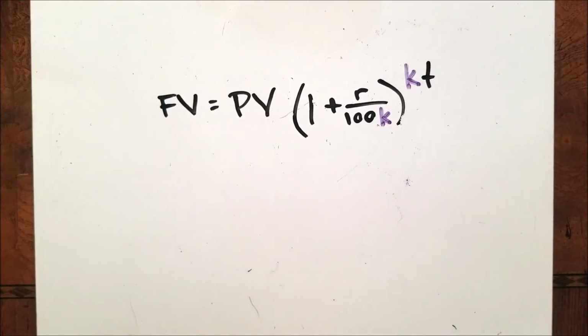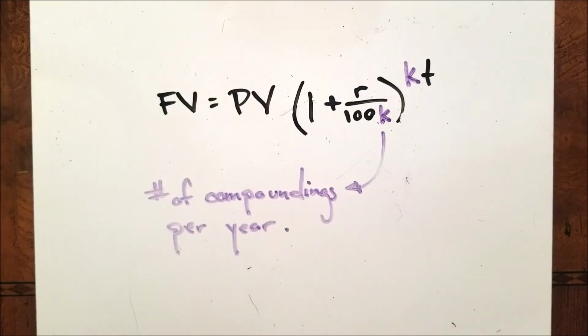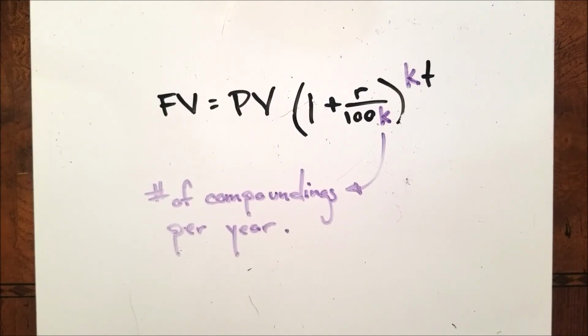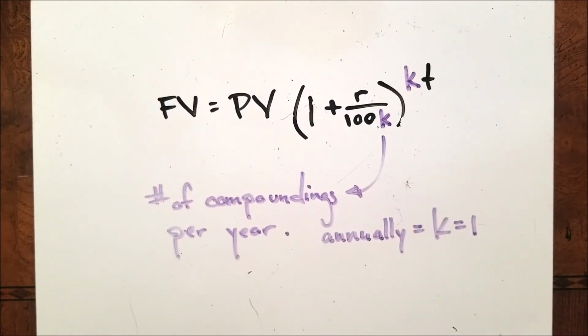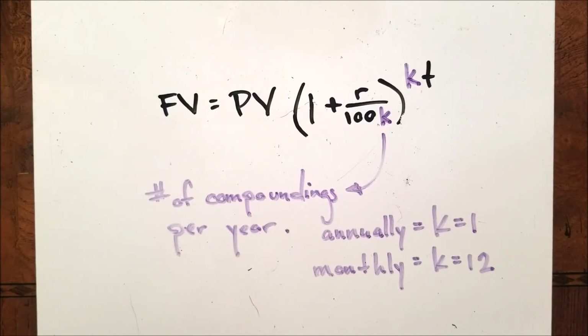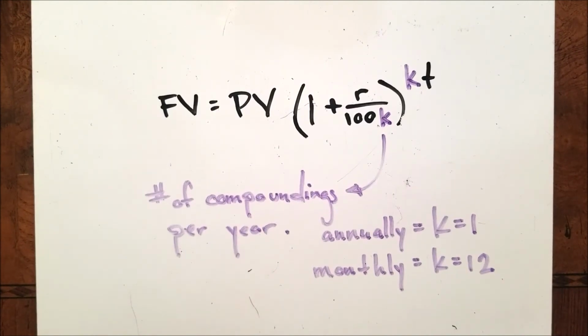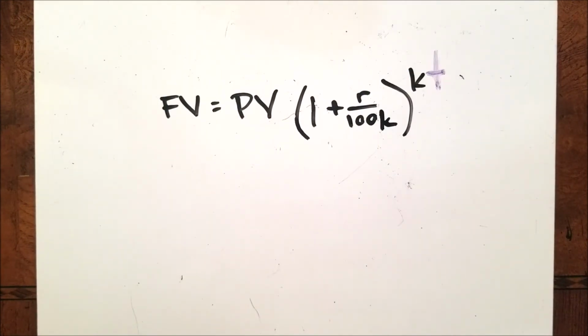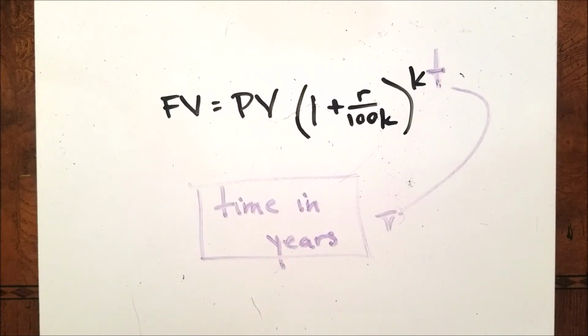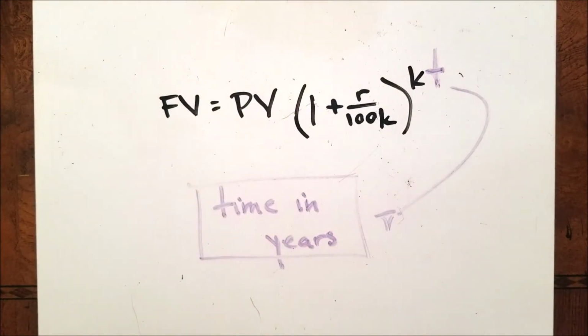K. Bang. Now notice K shows up twice. So K is the number of compoundings per year. So what that means is, if we're talking compounding interest annually, K would be 1. If we were talking about monthly, K would be 12. However, K is the number of compoundings per year. All right, fantastic. And then moving right along to the final variable, T. T, of course, is the time in years that you spend investing in that particular investment.